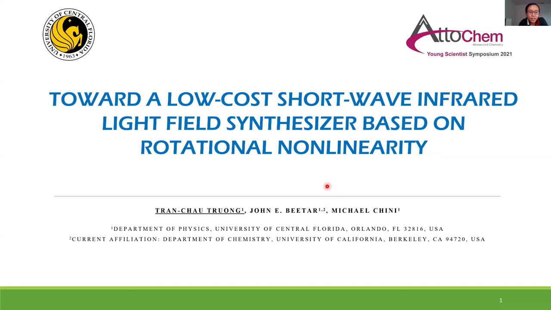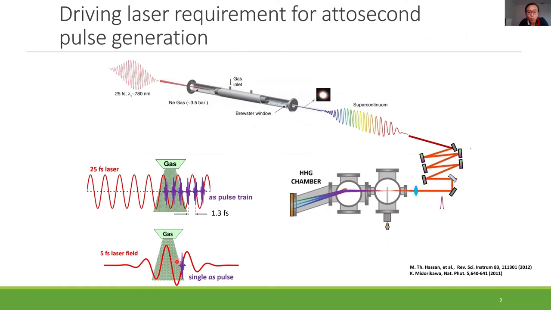Today, I will present a low-cost light field synthesizer to get few-cycle pulses based on rotational nonlinearity. Generating a single isolated attosecond pulse requires a sub-2-cycle pulse, which is not available directly from an ultrafast laser. The traditional way to get a short pulse is using gas-filled hollow-core fiber for spectral broadening, and then the resulting spectrum is compensated by using chirped mirrors. This technique depends on the chirped mirror whose spectral range and group velocity dispersion should suit the fiber output. In our poster, we will show an alternative and inexpensive way using bulk material to get few-cycle pulses by using molecular gas.